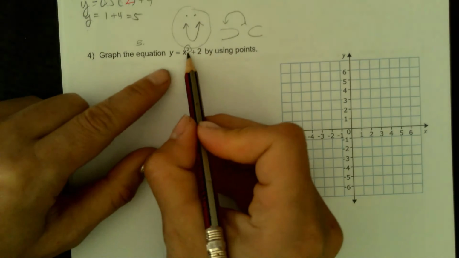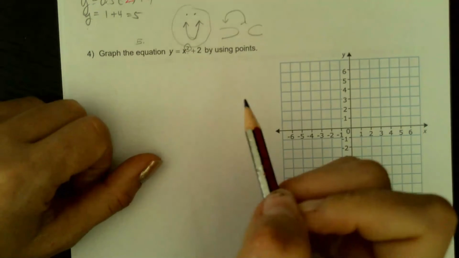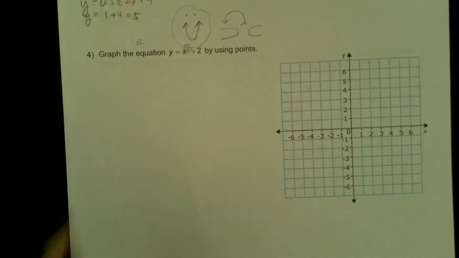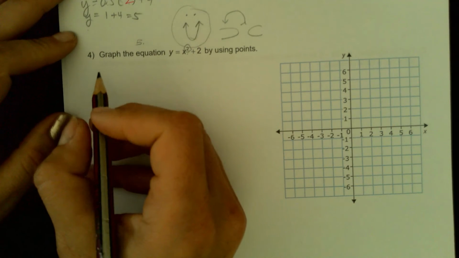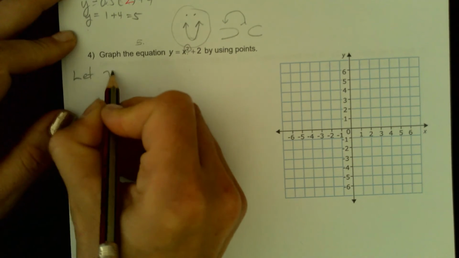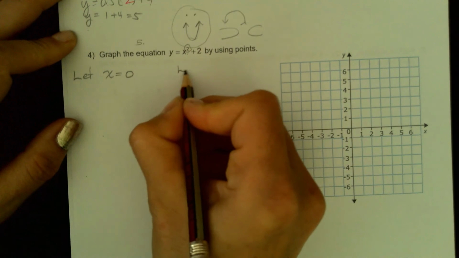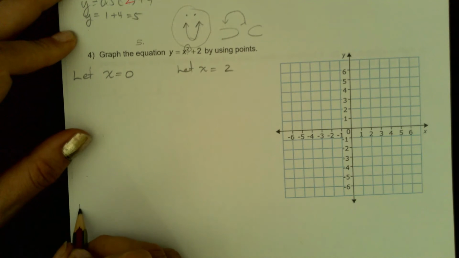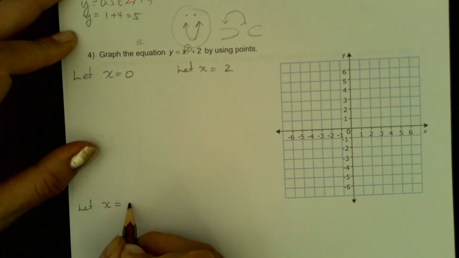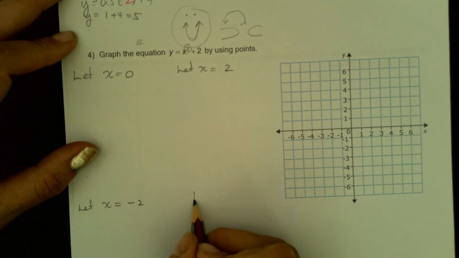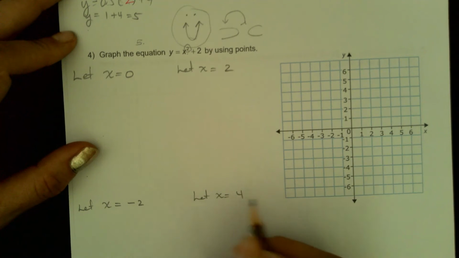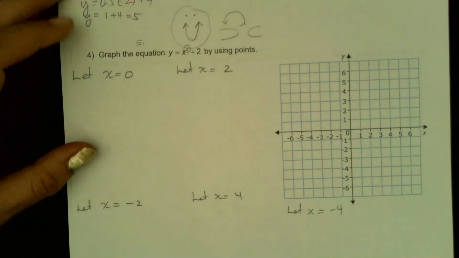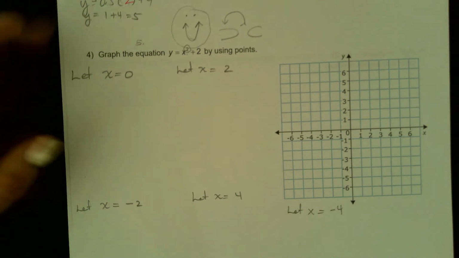Now because this has a squared term, I know it's going to look like this, which means I probably need a few more points. So I'll pick 5 points. Let's do the easy one. Let x equal 0. Let x equal, let's do 2. Let x equal, let's do negative 2. Let x equal 4. Let x equal negative 4. So I'm just picking easy numbers.